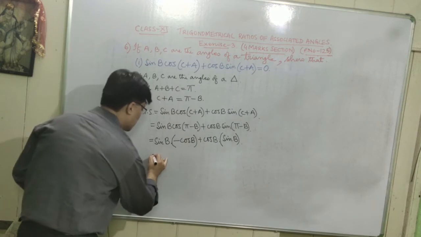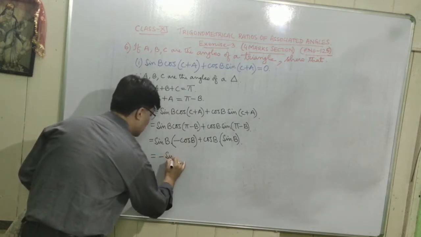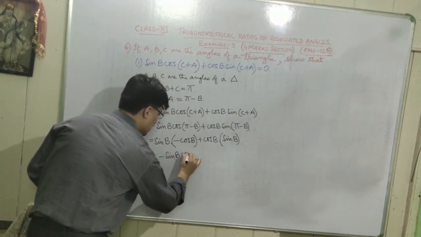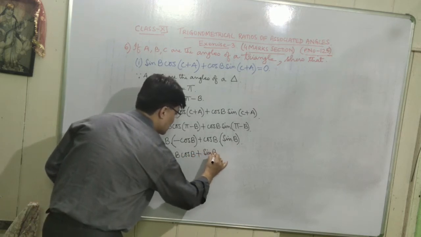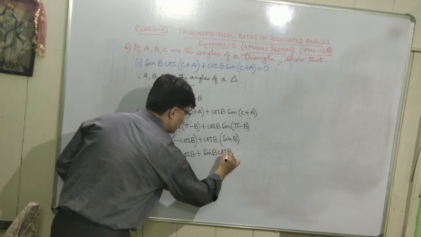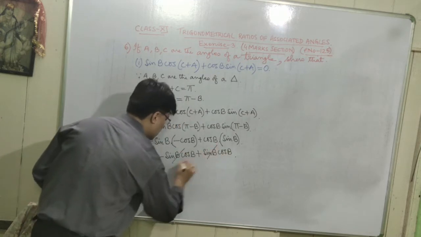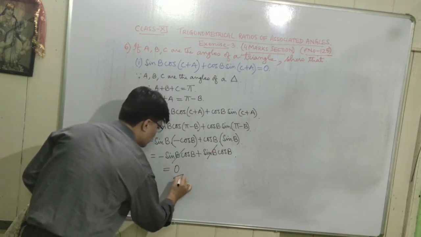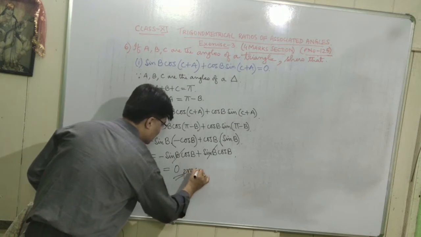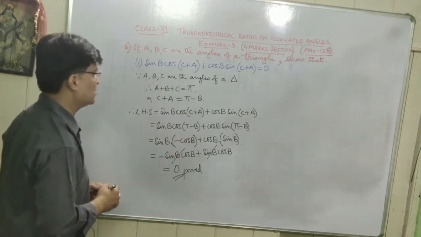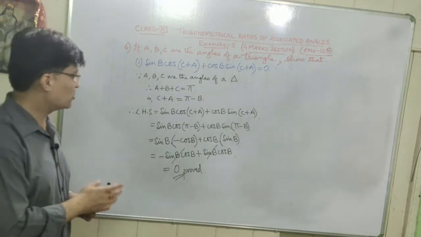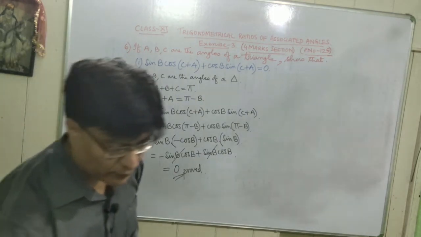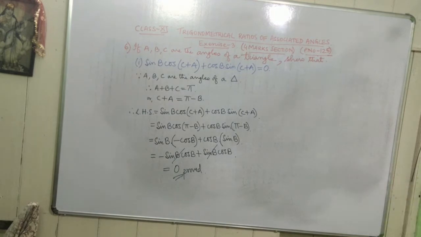Is that clear? So which is equal to minus sine B cos B plus sine B cos B, and both of these will be cancelled, which is equal to 0. So it is proved. We have proved that LHS is equal to RHS. So I think you have understood it. So you can copy it. Now we'll do the next problem.